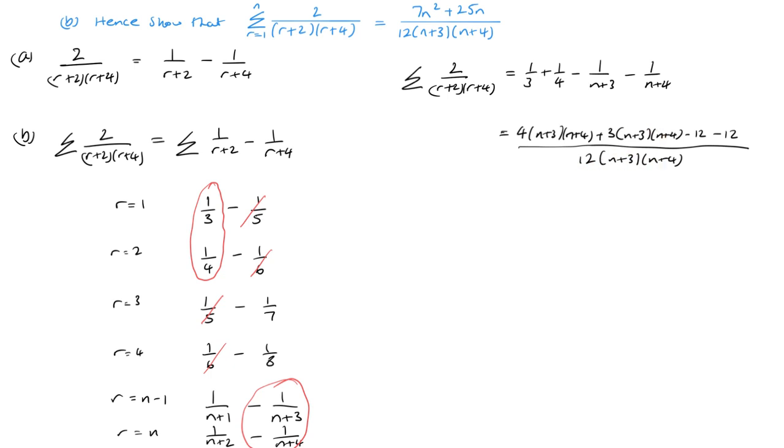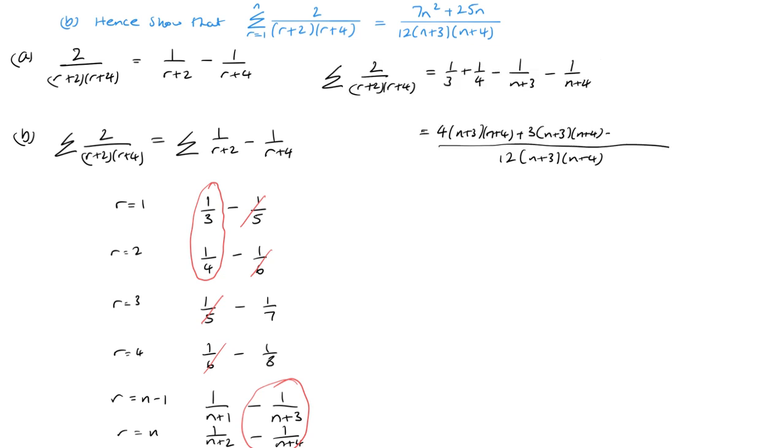So it's over 12(n+3)(n+4), which means for this I'd have to times by 4(n+3)(n+4). For this I'd have to times by 3(n+3)(n+4). For this one I'd have to times by, oh sorry, it's not just 12. Let me make a little bit of room. So it's 12(n+4) minus 12(n+3). Sorry, I just put 12 and 12 then, forgetting the bottom ones.